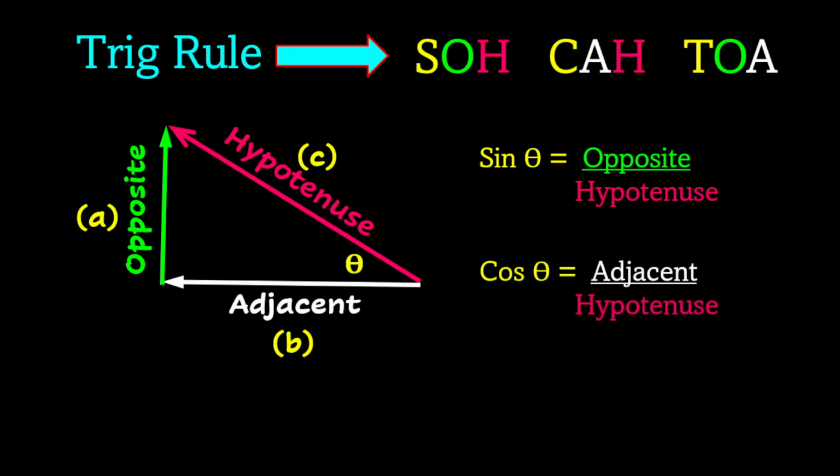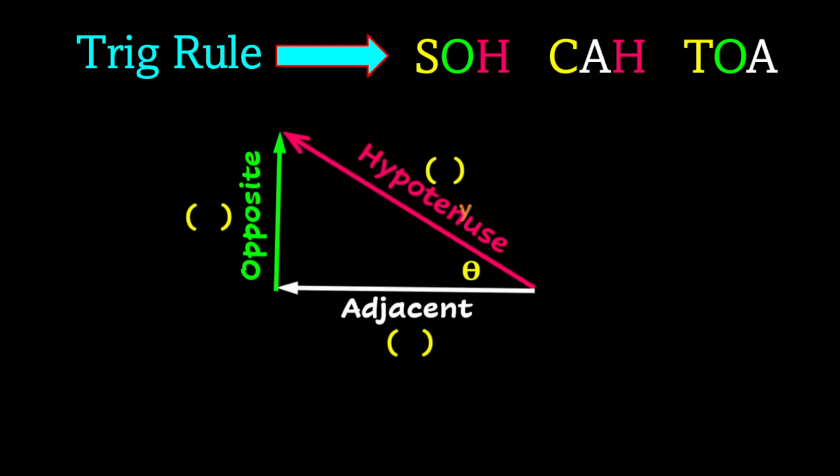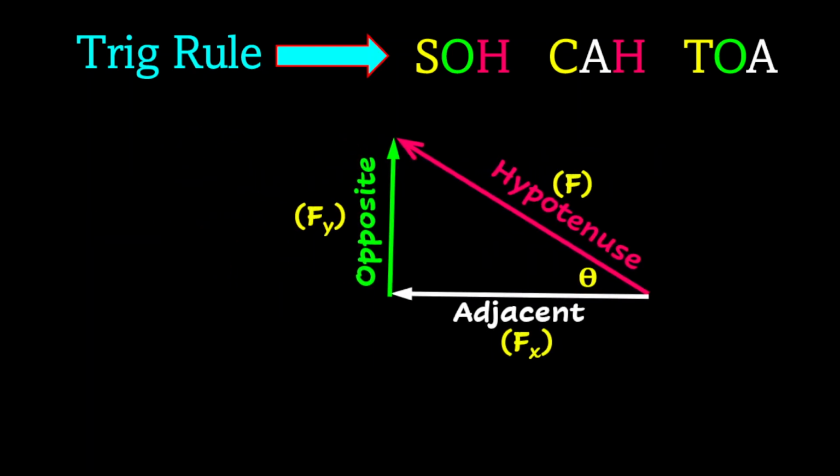And then we have our cos theta, which is the cosine of the angle, equal to the adjacent side over the hypotenuse. All right, so this is our CAH. And then for our TOA, the tangent of the angle is equal to the opposite side divided by the adjacent side. Those are very important formulas for you to note based upon the trig rule. Now, let's say we have a vector F, which is the hypotenuse in this case.